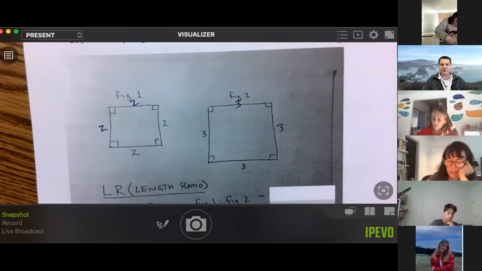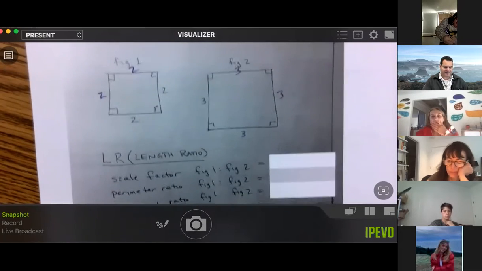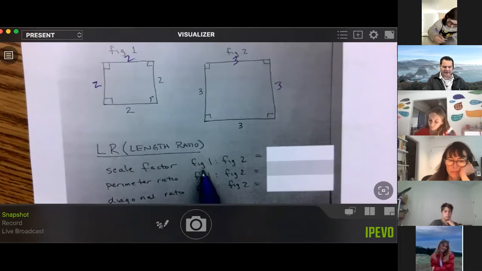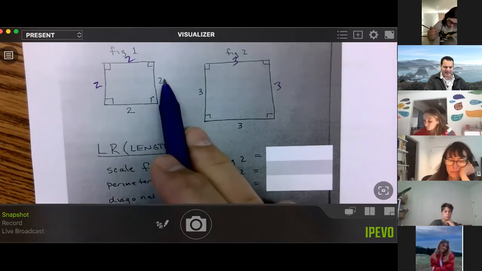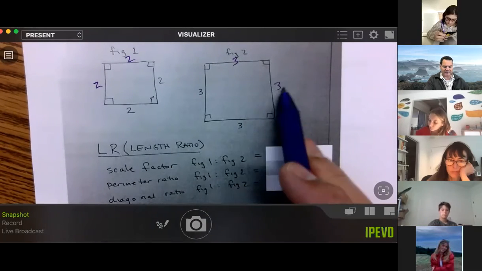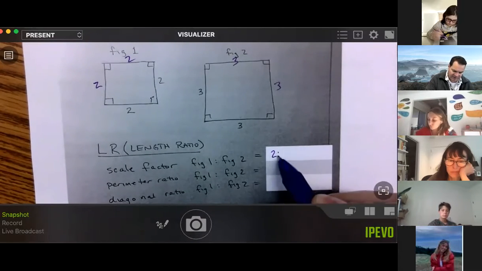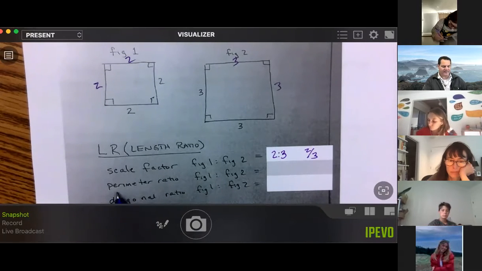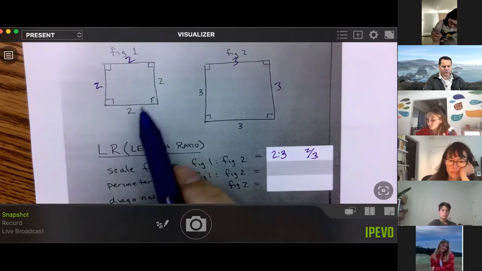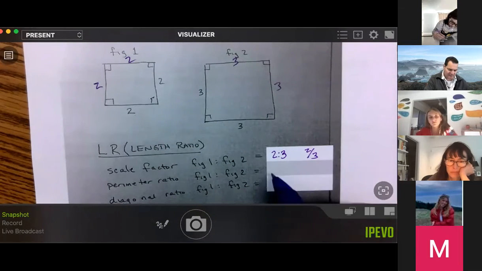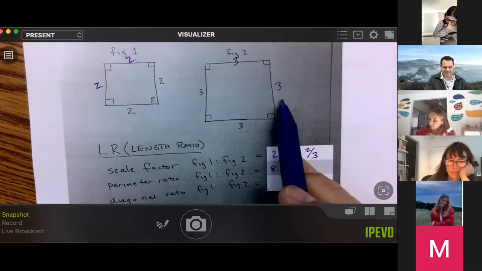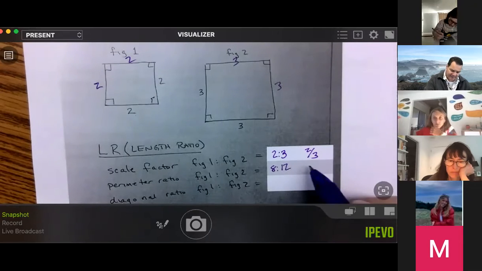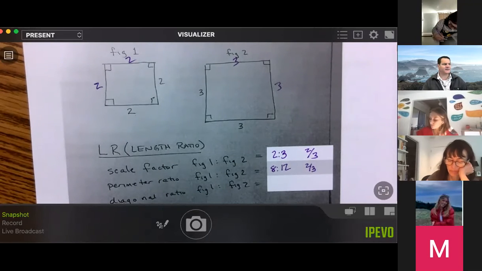So I'm going to do a little activity here just to show that that's true and what happens to the areas. So first we'll talk about the length ratio, as I like to call it, the LR. If we want to find the scale factor from figure 1 to figure 2, we're going to take a length of 1 and a length of the corresponding part of figure 2 and create a ratio from it. We can call that 2 to 3, or we can call it 2/3. If I then were to look at the perimeter, 2 plus 2 plus 2 plus 2 is 8. And 3 plus 3 is 6, plus 3 is 9, plus 3 is 12. But when I reduce that or simplify that, I'm going to get the same 2/3 as my scale factor.